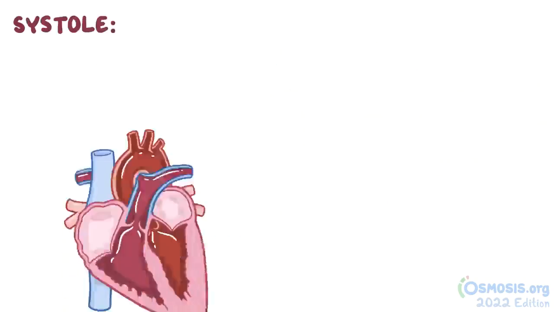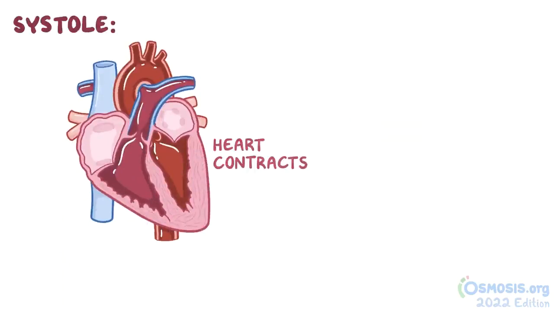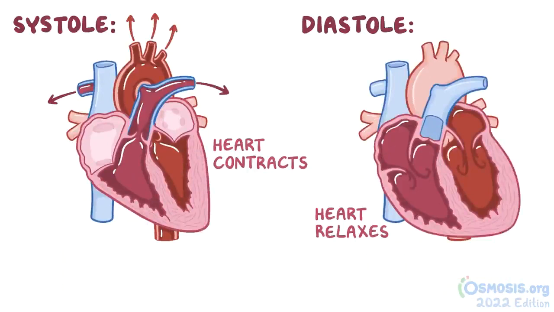Each heartbeat consists of two phases: systole, which is when the heart contracts and pumps blood out of the ventricles, and diastole, which is when the heart relaxes and ventricles fill with blood.